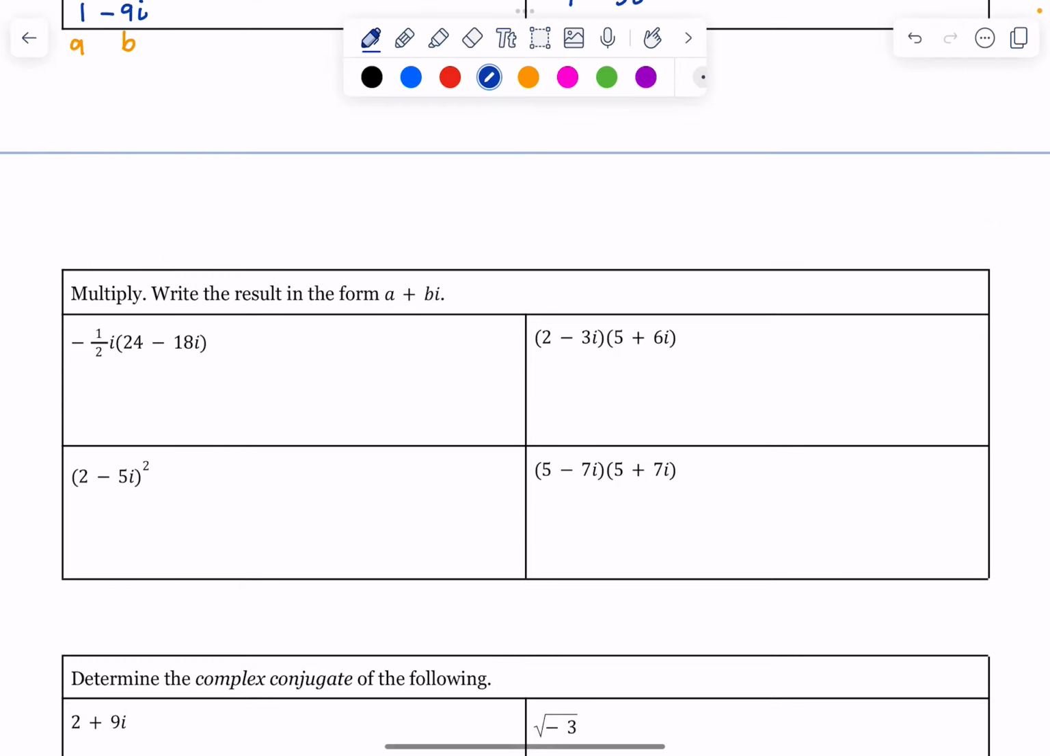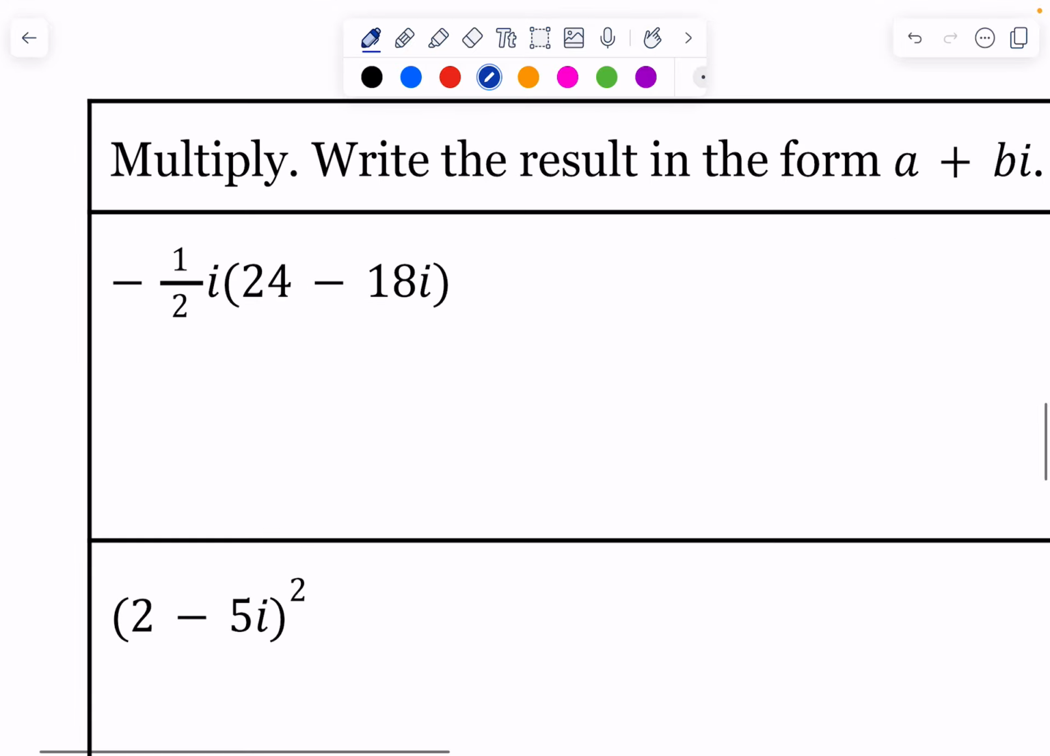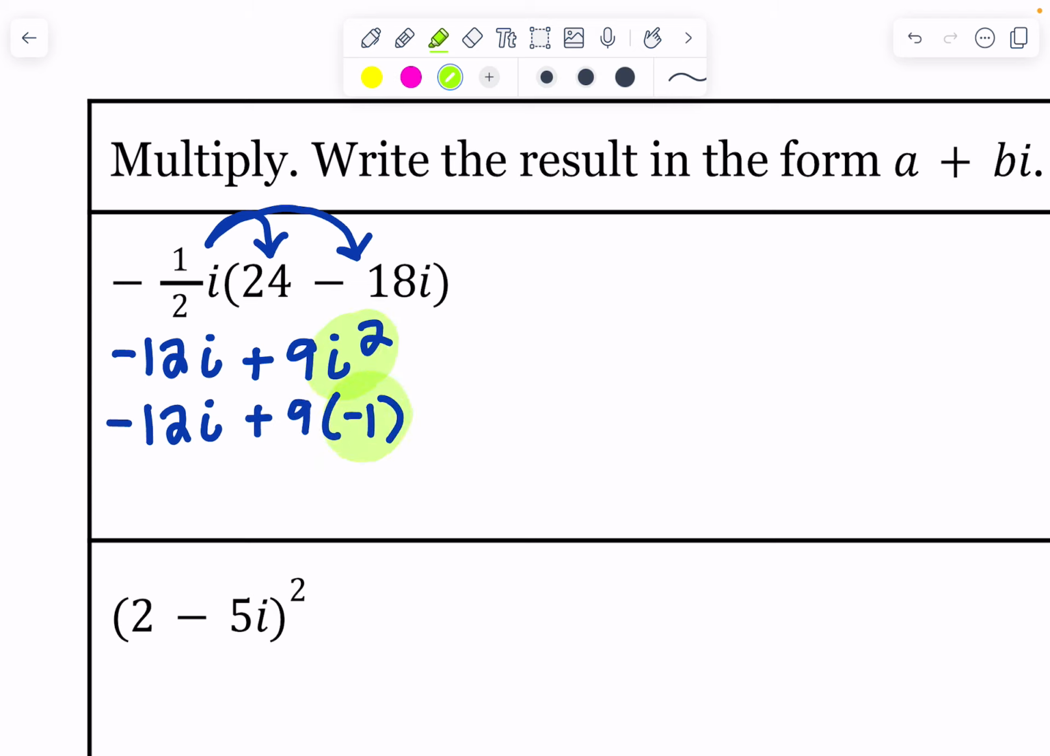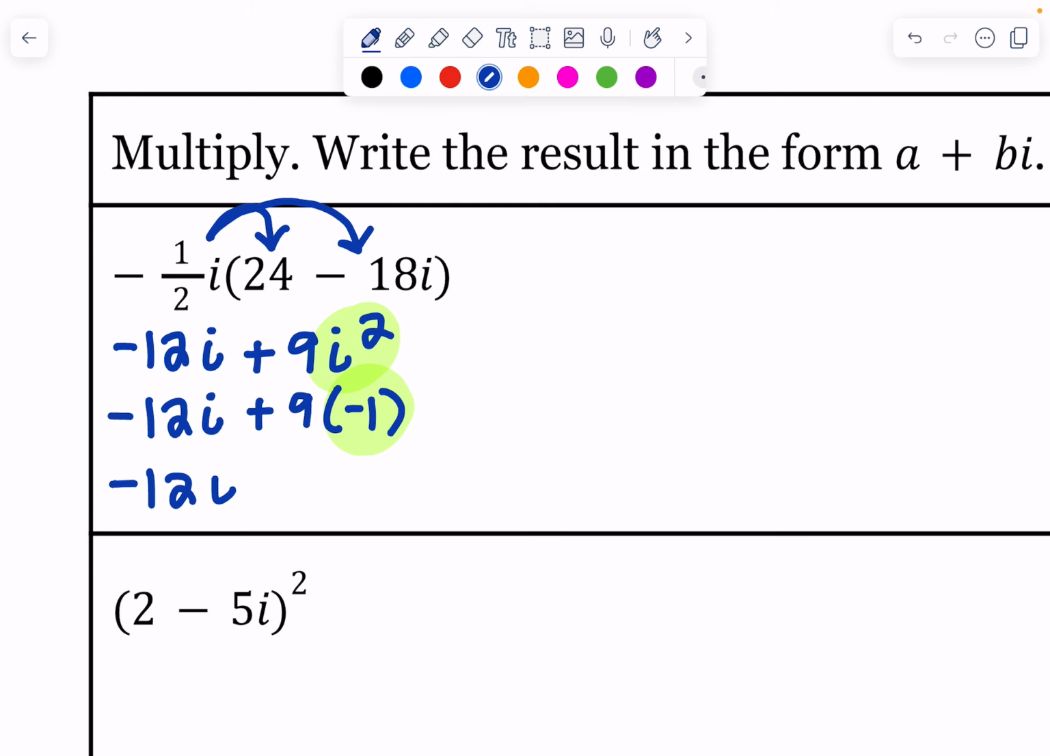Same for this next section, except we are going to be multiplying and then writing our answer in the form of a plus bi. So we are distributing here. Negative 1/2 i times 24 would be negative 12i. Negative 1/2 i times negative 18i would be plus 9i squared. And remember from our vocabulary at the beginning, i squared is equal to negative 1. So this would be negative 12i plus 9 times negative 1. So all we did was substitute i squared with negative 1. So this would give us negative 12i minus 9. And to get it in the form of a plus bi, our answer would be negative 9 minus 12i.